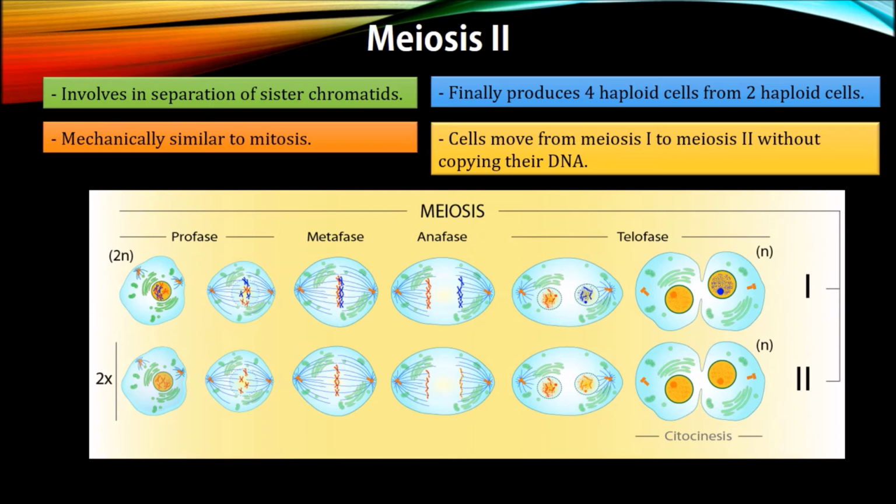Meiosis 2 is a shorter and simpler process than meiosis 1. Cells move from meiosis 1 to meiosis 2 without copying their DNA. Those cells that enter meiosis 2 are haploid and have just one chromosome from each homologous pair, but their chromosomes still consist of 2 sister chromatids.